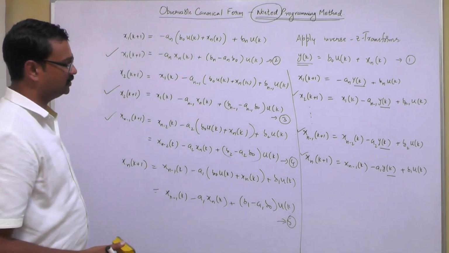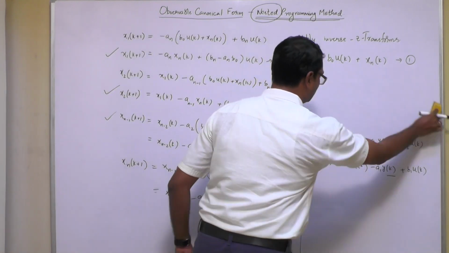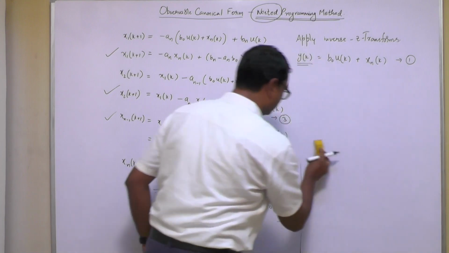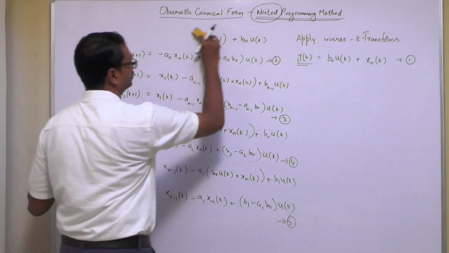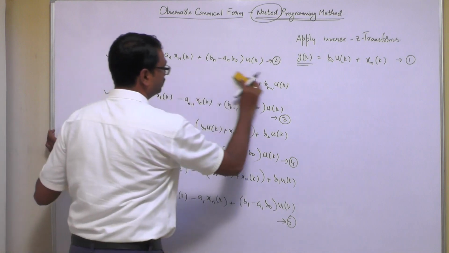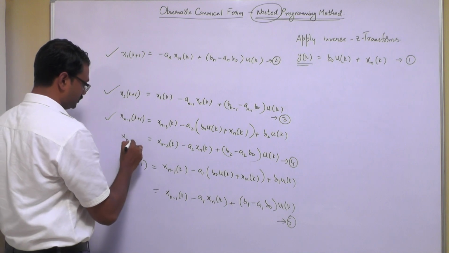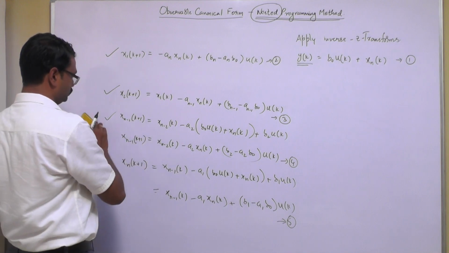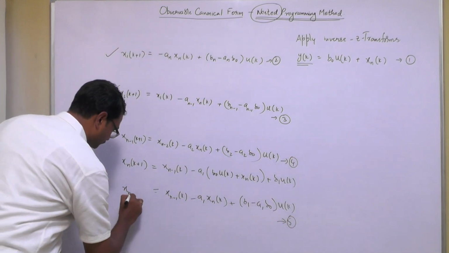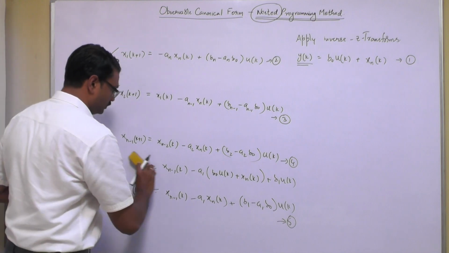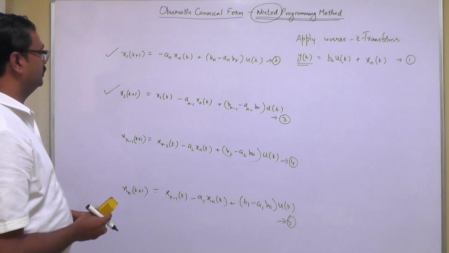Now putting all these equations 1, 2, 3, 4 and 5 in a single go, you will have the observable canonical form. So what are the equations that are required for us? You have these equations, and you have this equation xn k plus 1, and we have got these 5 equations, and all these 5 equations can be put in one place.